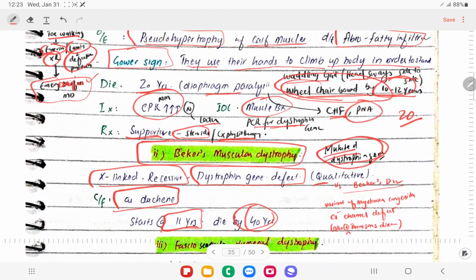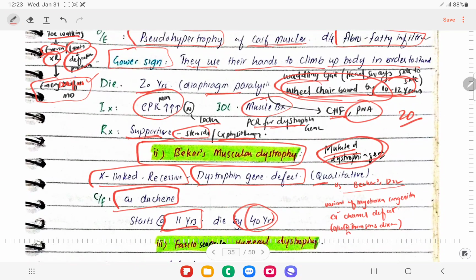And there is another disease that is called Becker's disease, so we're not gonna confuse this with Becker's muscular dystrophy. This is a variant of myotonia congenita, in which there will be sustained muscular contraction, right? So that is because of the chloride channel defect, right? There is also disease that is called Thomsen disease. In that disease there is also chloride channel defect, right?